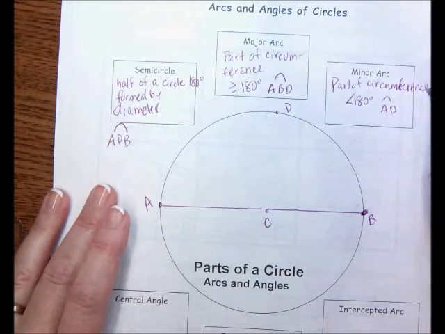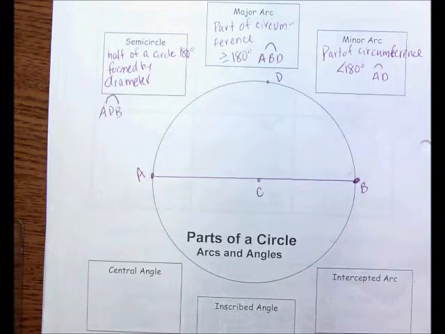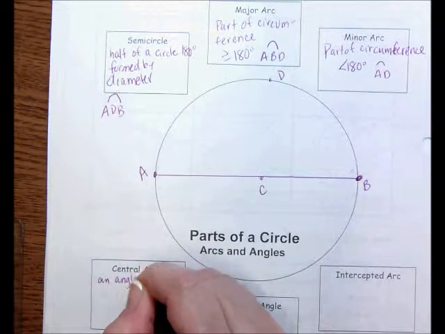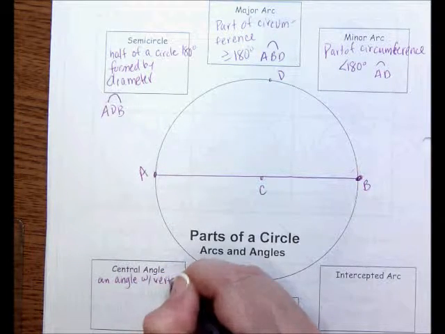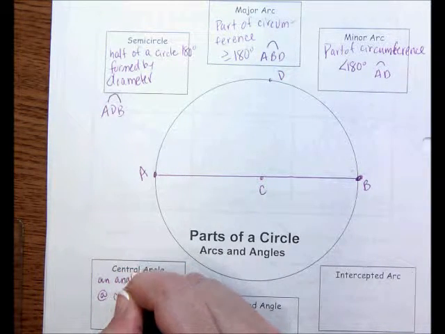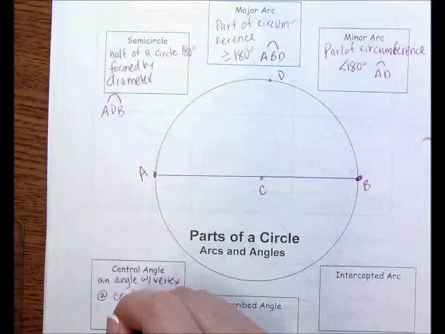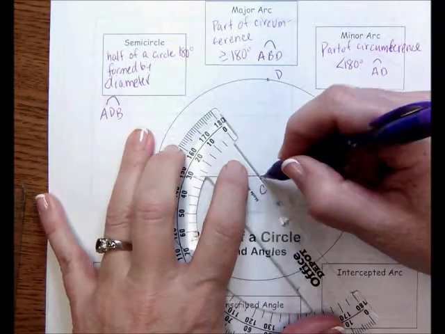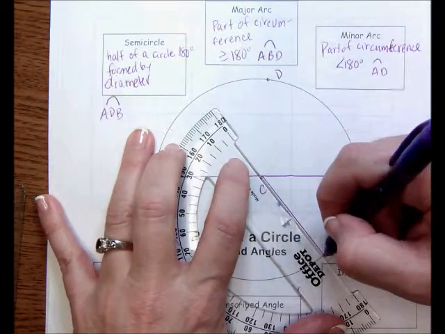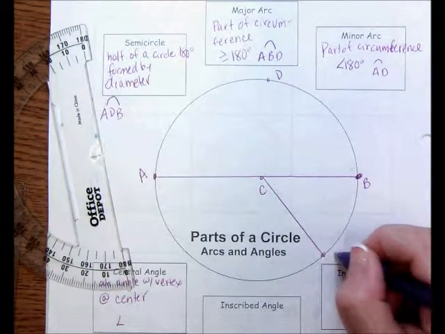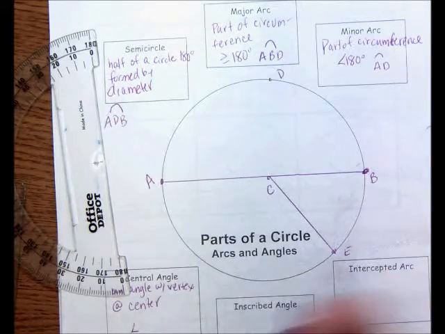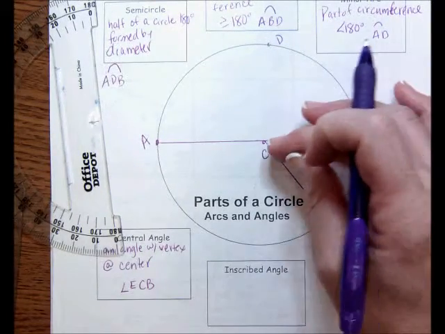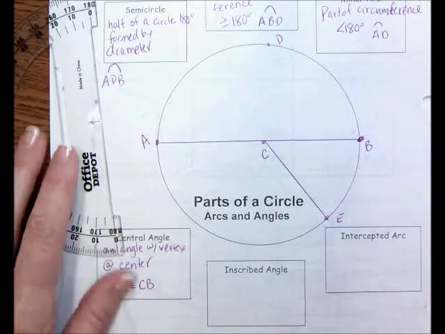Then we talked about the central angle, and the central angle is an angle with a vertex at the center. We'll draw another radius, and we'll say that's E, and it's angle ECB. And always, always, always the vertex has to be in the center when we're labeling it.